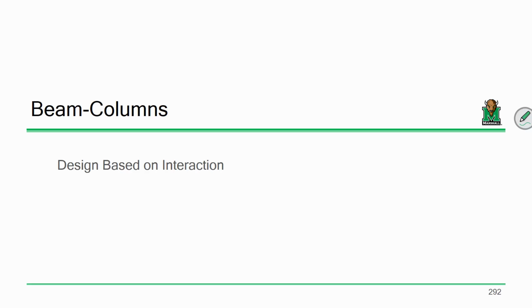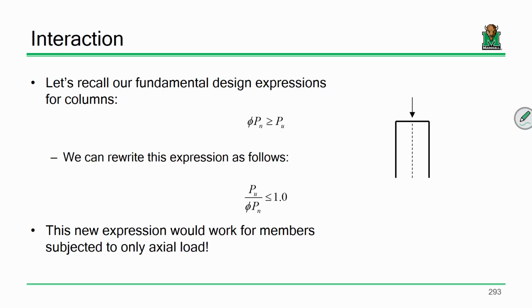So I want to explain this topic from a new standpoint, okay? I want to talk about this concept of interaction. What does interaction mean? Let's look at this.